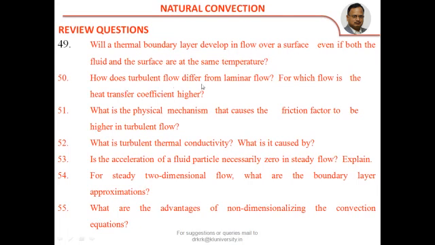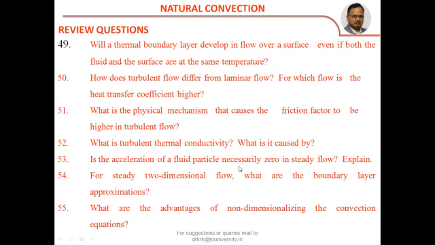Next, how does turbulent flow differ from laminar? For which flow is the heat transfer coefficient higher? What is the physical mechanism that causes the friction factor to be higher in turbulent flow? What is turbulent thermal conductivity? What is it caused by?